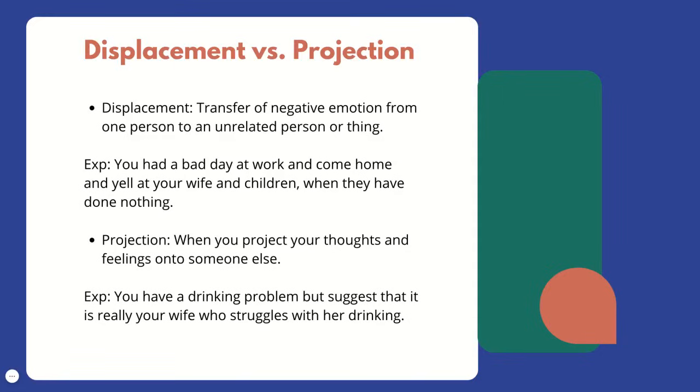Displacement: transfer of negative emotion from one person to an unrelated person or thing. I'm mad, so I'm going to take it out on someone else. I'm mad, so I'm going to take it out on an object, right? What this could mean is I'm mad, so I punch the wall. I'm transferring that negative emotion into the wall when I punch it.